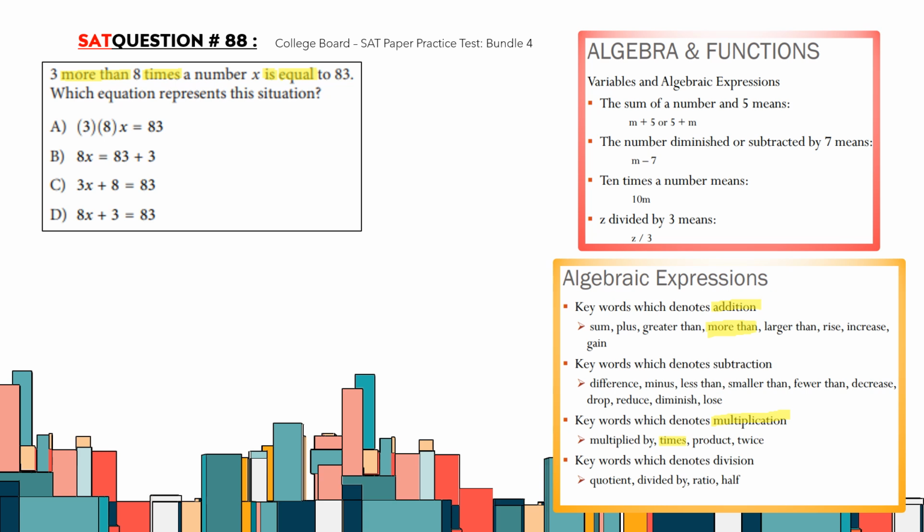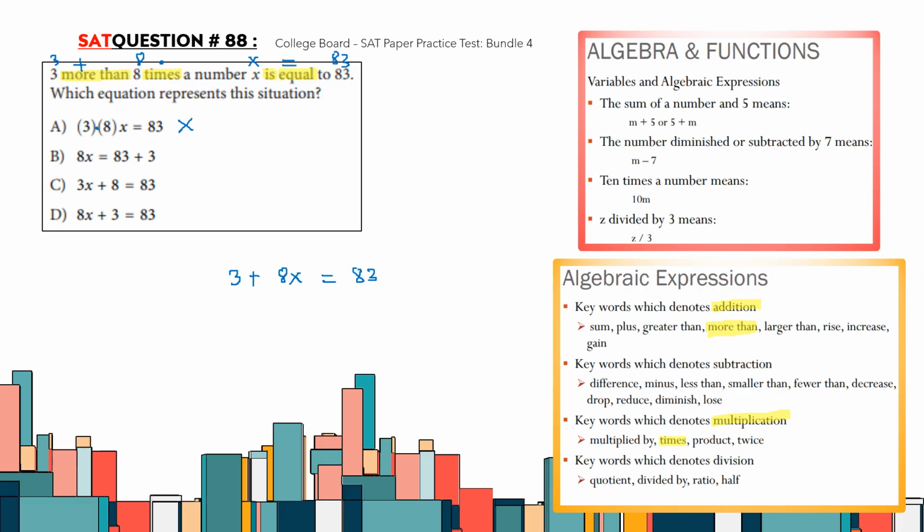So how do we write this one down? So we have 3 more than, so add 8 times x, that is 8x, that equals 83. So 3 add 8 times x equals 83. So 3 times 8 is not.